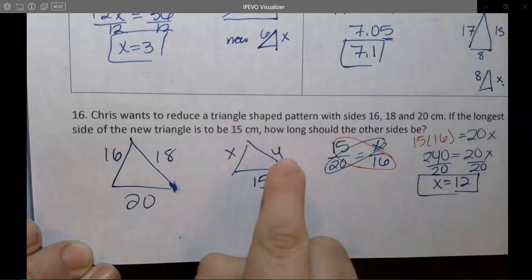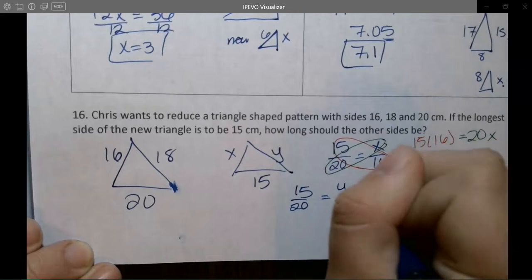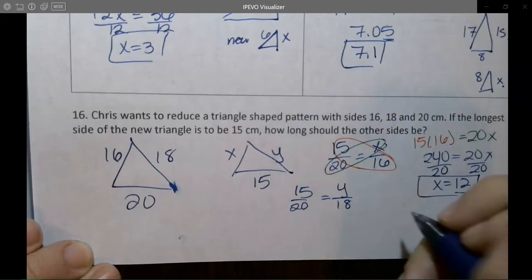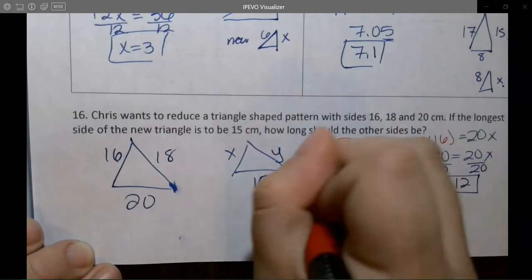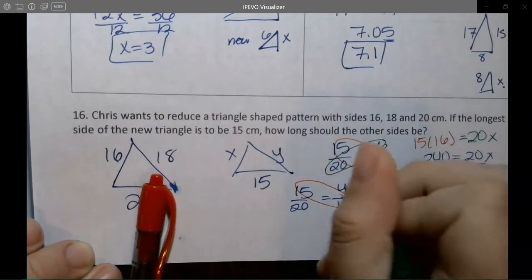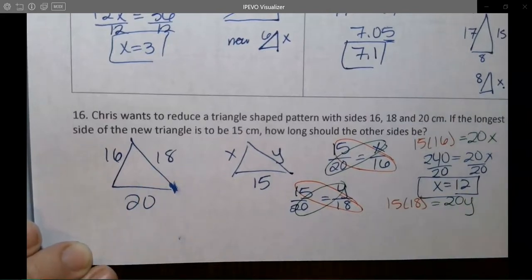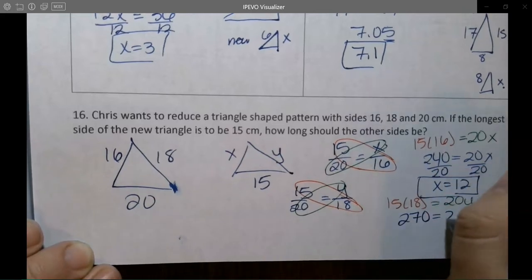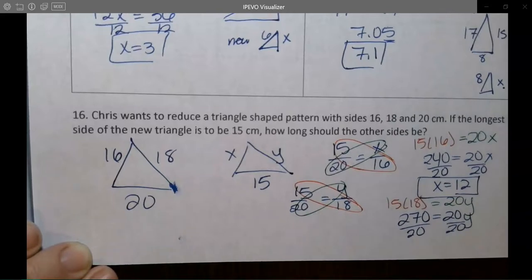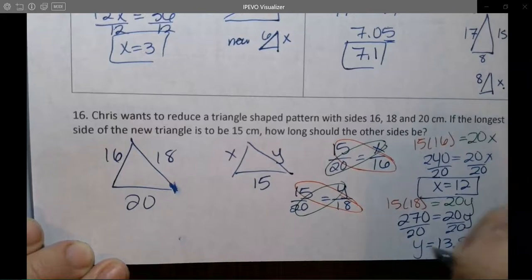Then I want to do the same thing for the medium side. So I still have the 15 to 20 ratio for the longest side. And now I'm going to match up y to 18. I want to cross multiply. 15 times 18, and then I'm going to have 20 times y. 15 times 18 is 270. Then I want to go ahead and divide both sides by 20, which gets me 13.5, and this decimal is nice and ends.